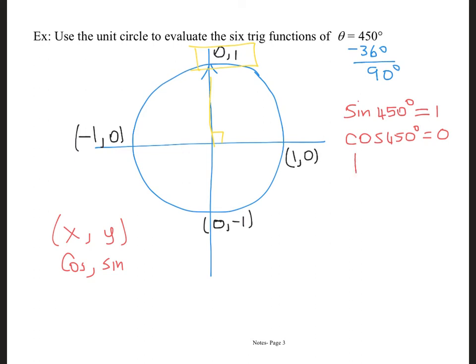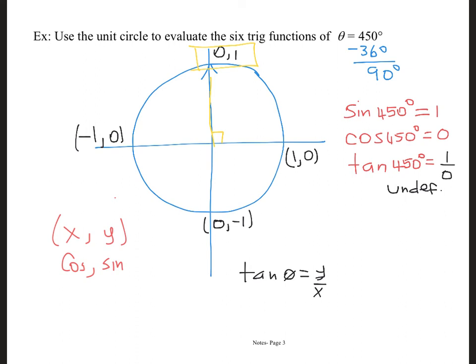Okay, then we do tan of 450. Remember, tan of theta, any angle, is given by y over x. So what is y? y is 1. So 1 over 0, which is undefined.